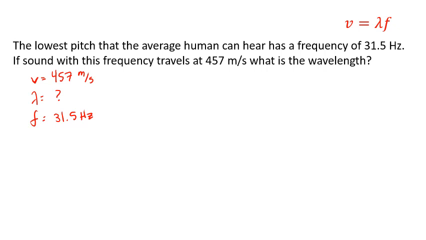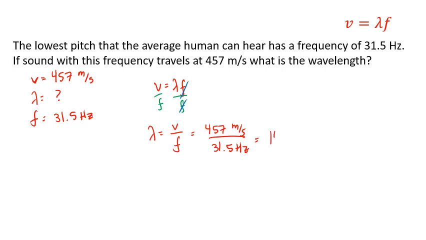So in this one, we're going to have to rearrange our formula to solve for lambda, or wavelength. So in order to do that, we need to get lambda on a side by itself. So we're going to divide both sides by frequency. Those are going to cancel out, and it's going to leave us with lambda equals v over frequency. Our units are correct, so we can simply just plug in 457 meters per second divided by 31.5 hertz.